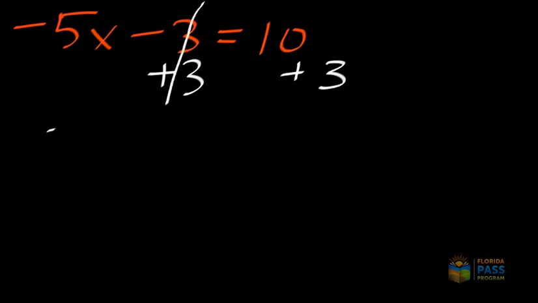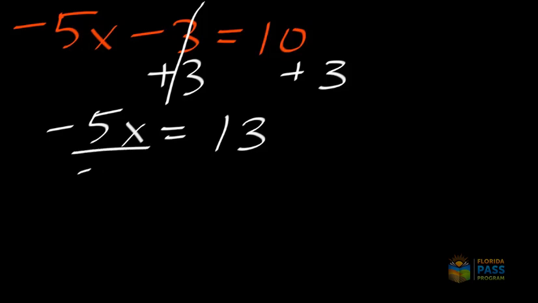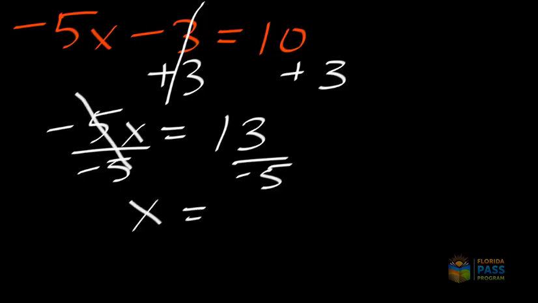Negative 5x equals 13. All right, negative 5 times x, the opposite of times is division. So I'm dividing both sides by negative 5. And x equals negative 13 over 5. It does not matter if you have the negative at the top or the bottom because it goes to both of them. You just can't write it twice. All right, so x equals negative 13 over 5.